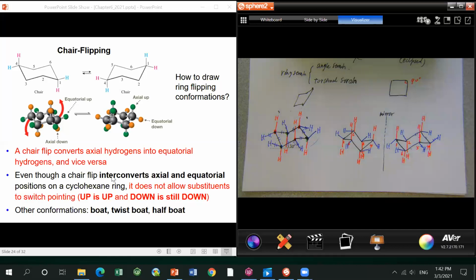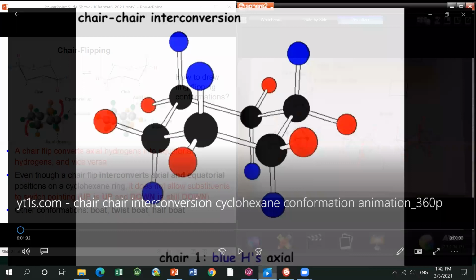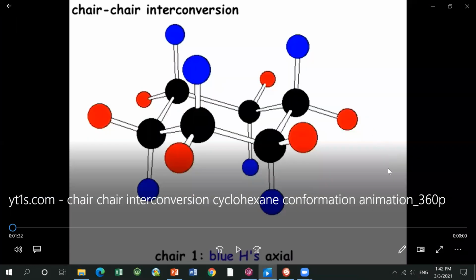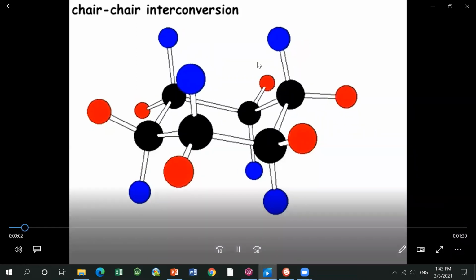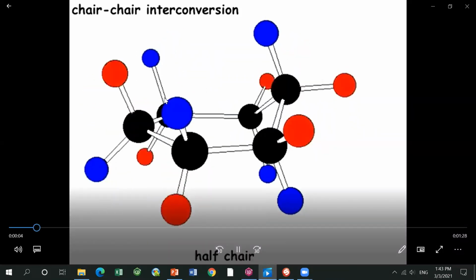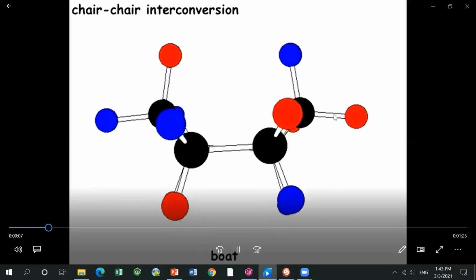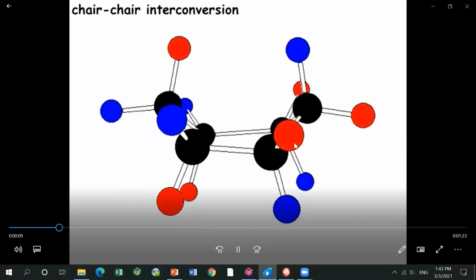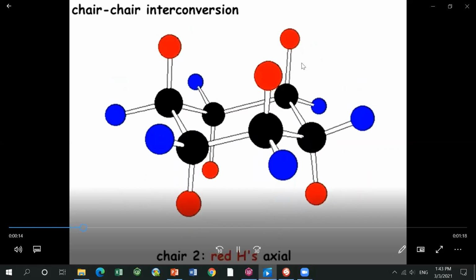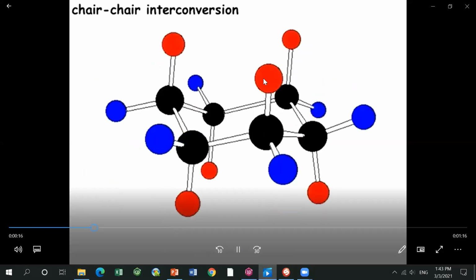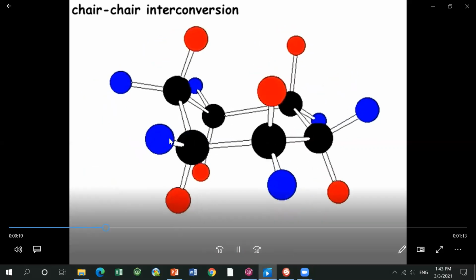Here is a small movie to show you how the ring flip happens. So just watch. At the very beginning you see the three axial hydrogens, and the red one is equatorial. But once it ring flips, you see the red one becomes axial, and the blue one becomes equatorial.